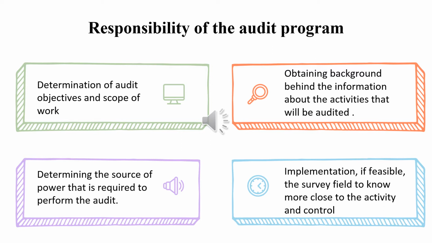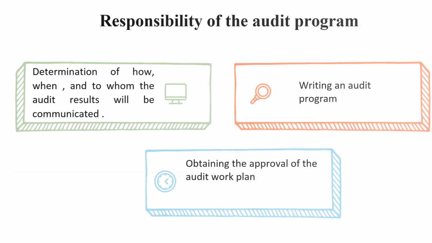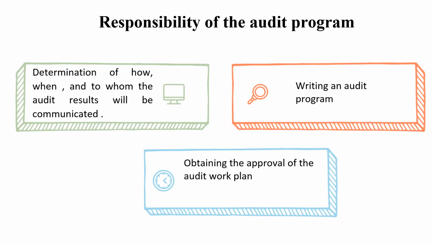Next, communication with people who need to know the audit to be carried out. And then, implementation, if appropriate, of a field survey to get to know the activities and controls more closely. And writing an audit program. Next, determination of how, when, and to whom the audit result will be communicated. And last, obtaining the ratification of the audit work plan.